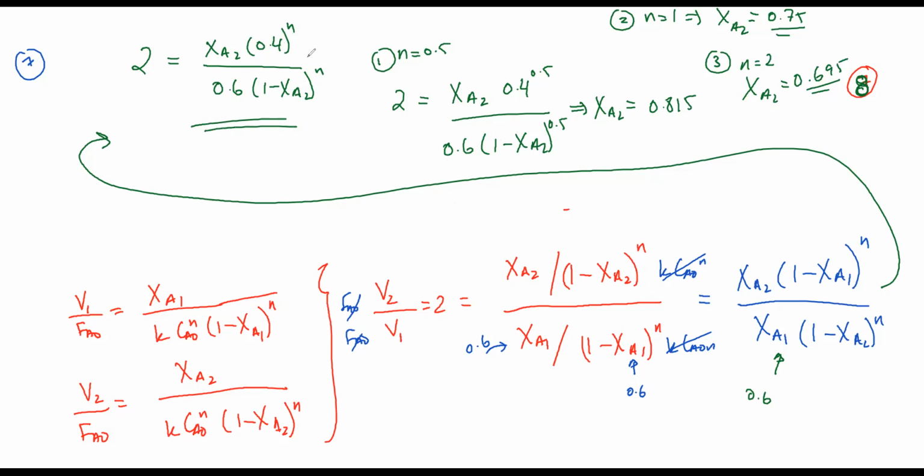And if I plug in n equals 0.5, I get XA 2.85. Plug in 1, XA 2.75. Plug in 2, XA is 0.695. Okay? So this is number 7. Let me save it. Let me clear. Let's go to the homework and look at the next one.